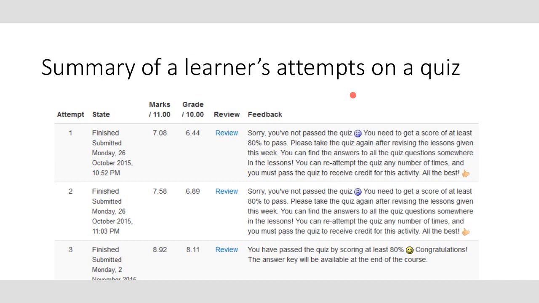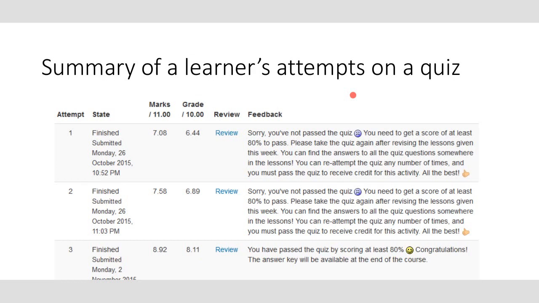This person took the quiz again about 10 minutes later, and then, unsurprisingly, didn't do much better, just increased their score very slightly. So again, they get this message. The message also says you can re-attempt the quiz any number of times, but they must pass the quiz. A week later, on 2nd November, this time they took the quiz and passed it. They get the more congratulatory message.